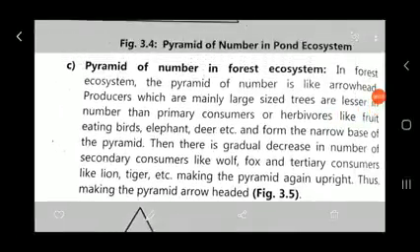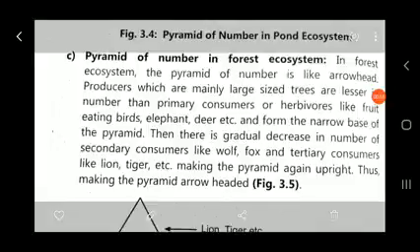Welcome back. In the previous lecture, we discussed the pyramids of number in grassland ecosystem and pond ecosystem. Now, the remaining two pyramids of number of ecosystem: the pyramid of number in forest ecosystem. You know about the forest. Here we can consider the pyramids of number in forest ecosystem. Here we consider only one tree, not all trees.